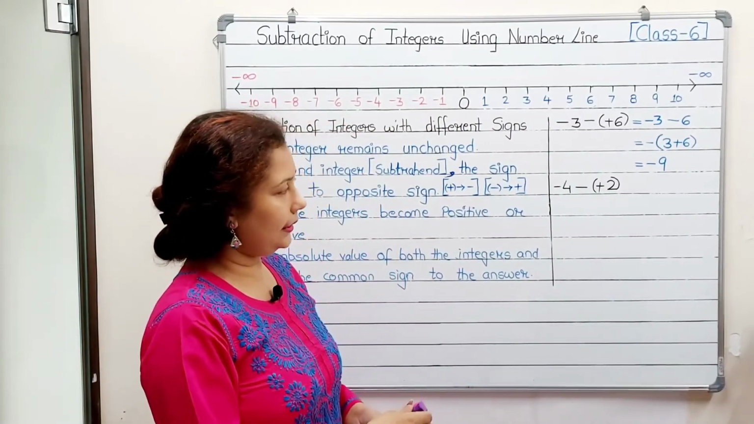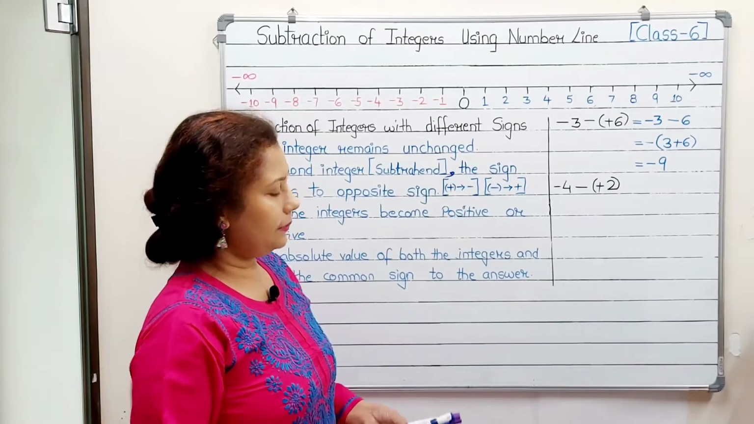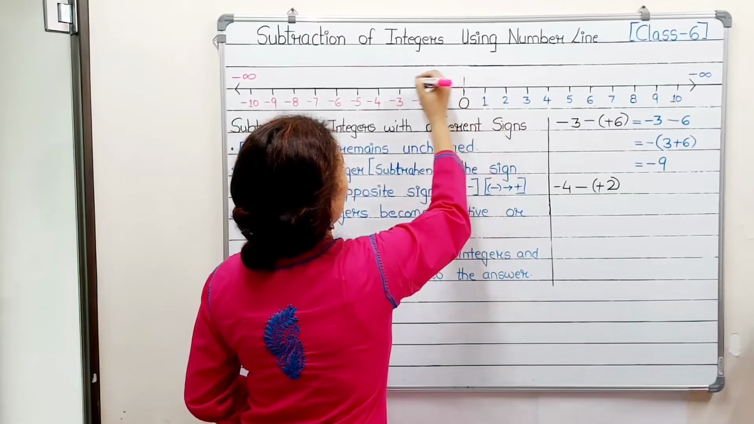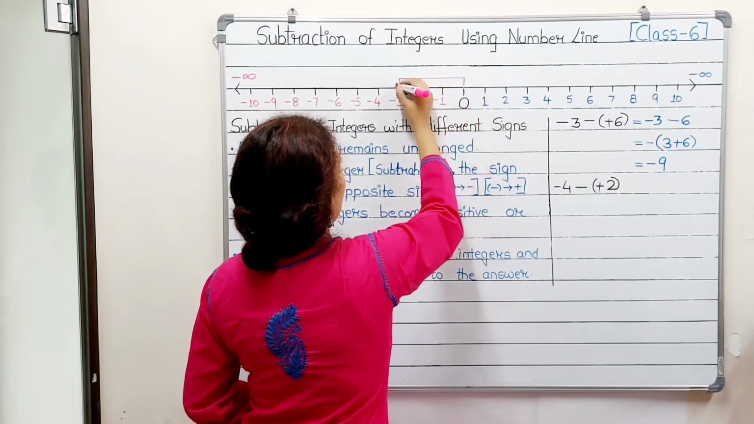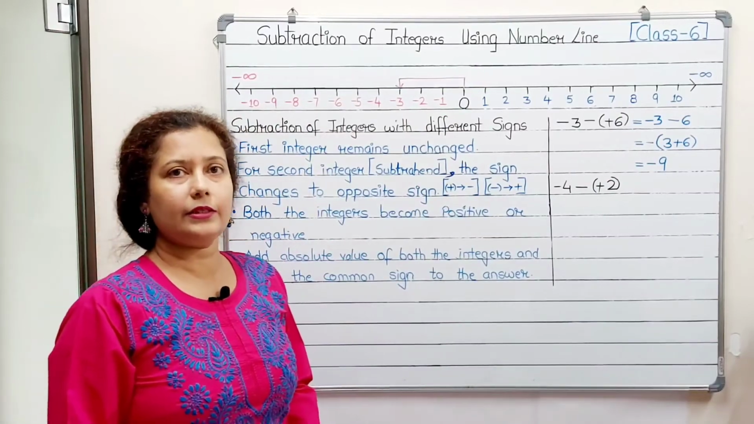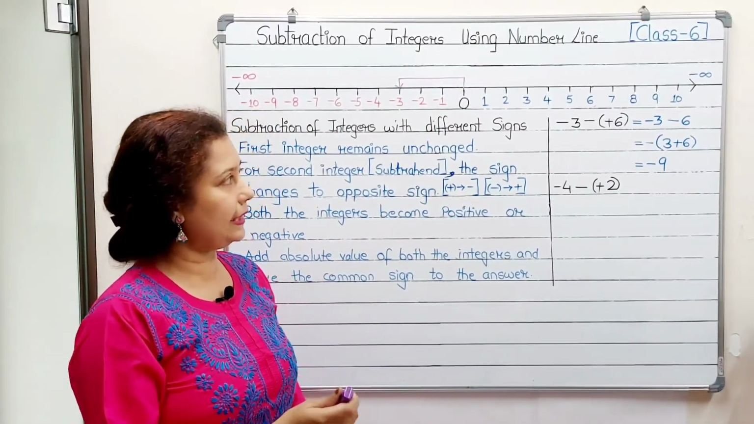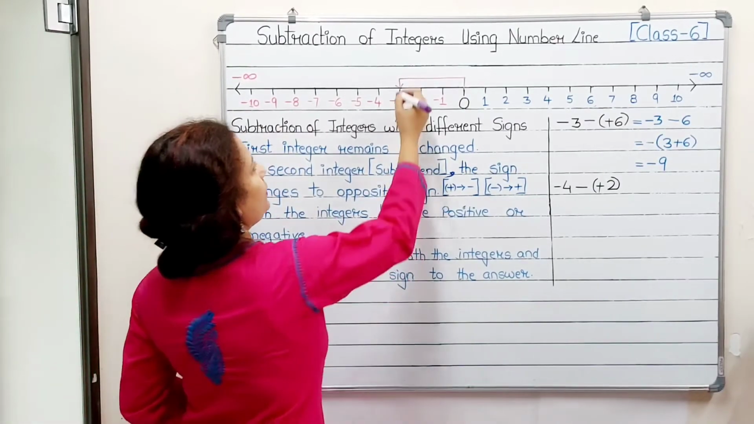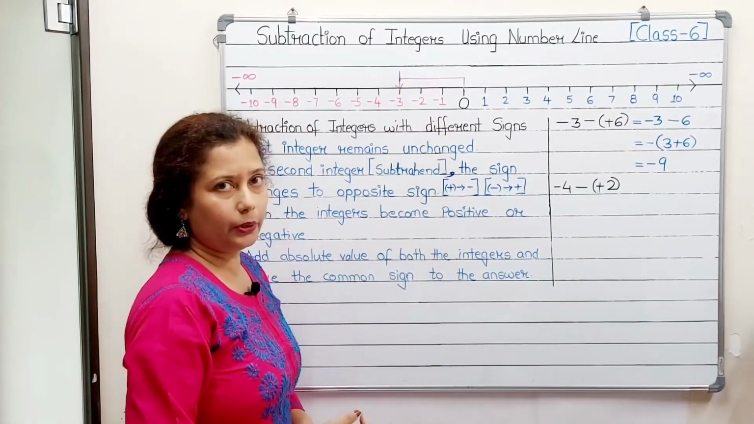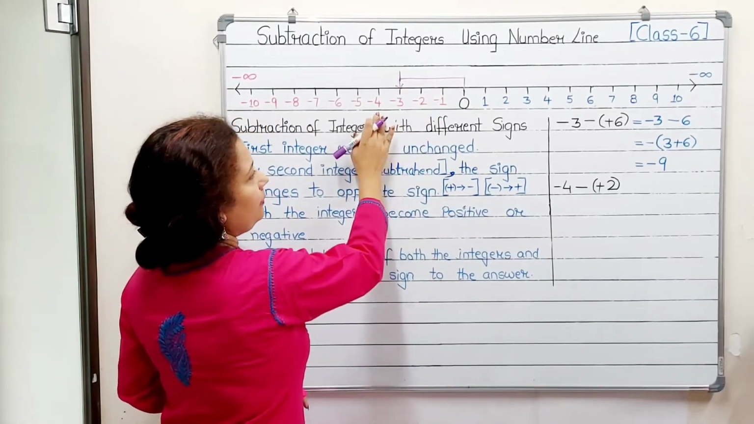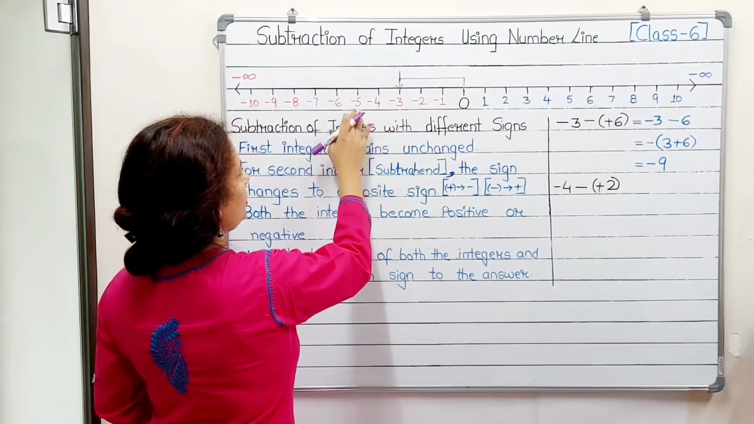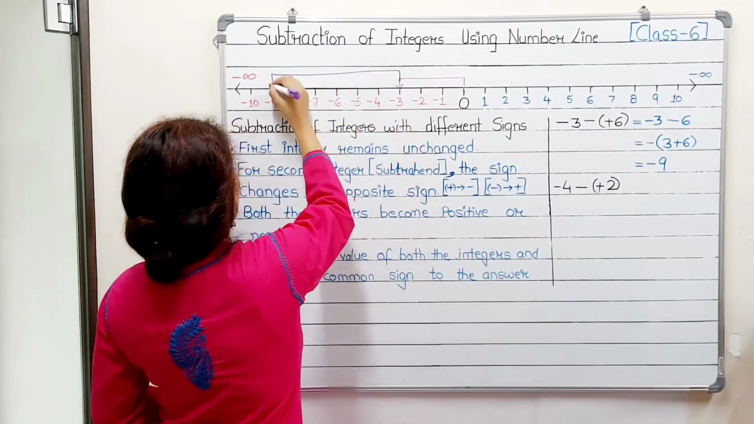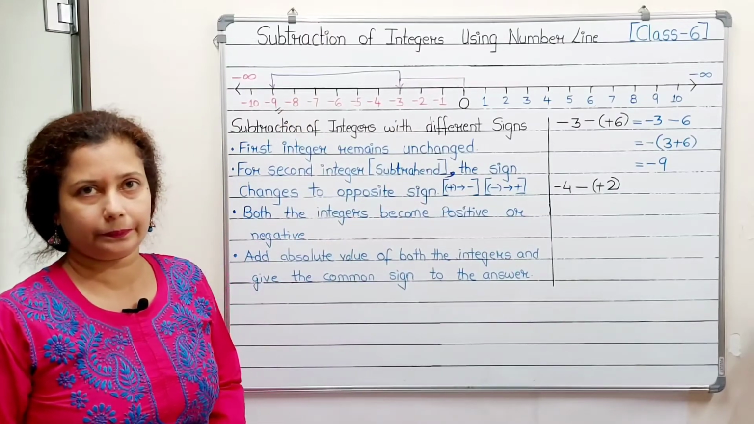For marking it on the number line, first is minus 3. So we will move on the left side of 0 and mark the first integer, that is minus 3. The second integer is also minus 6, that is negative. So we will continue moving on the left side from the point where we marked the first integer. We will move 6 units to the left. 1, 2, 3, 4, 5, 6. So we will reach minus 9 and that is our final answer.